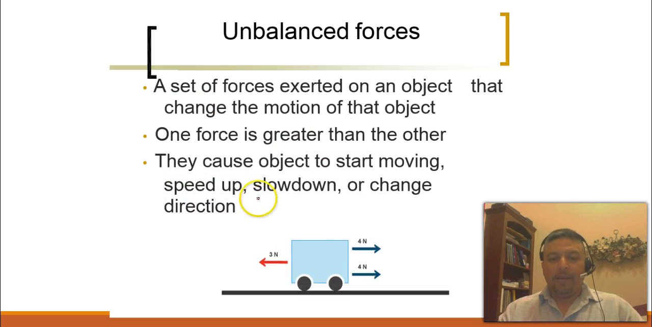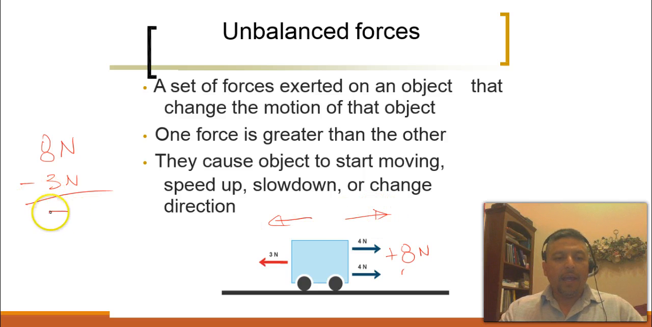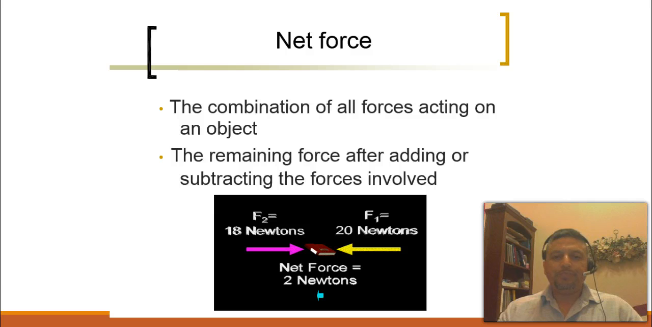Unbalanced forces, in contrast, these are two forces that are going in the same direction. Add them up, that will be 8 newtons, right? And then you have probably friction, 3 newtons over here. So you will have a total of 8 newtons minus 3 newtons. These are unbalanced forces, they're going opposite. So you will have a net force of 5 newtons. Now, where is it going to be going? Obviously to the right. So the net force will be, not this one, but that one, 5 newtons to the right. Remember, the net force is what you get after adding or subtracting all the forces involved.